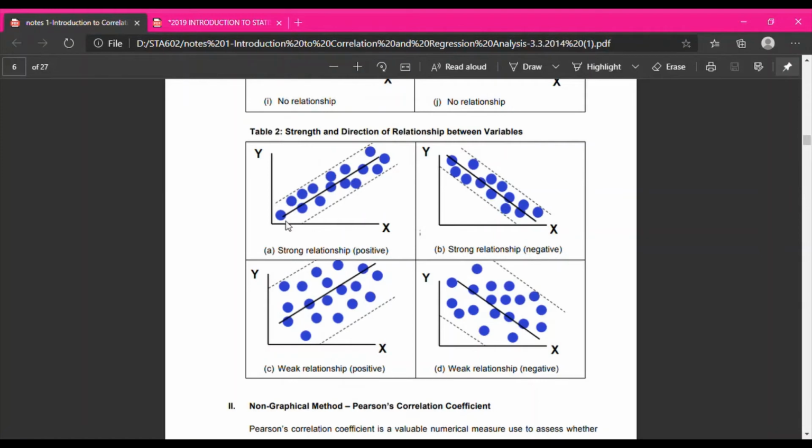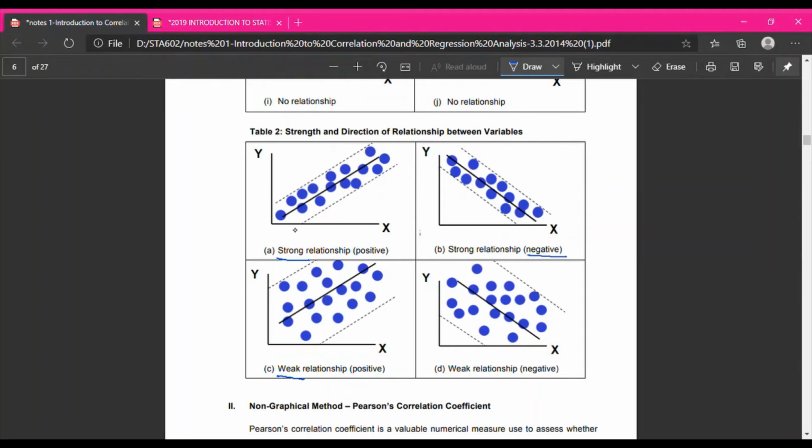Kenapa ianya positive? Kenapa ianya strong di sini? Okay, it is strong because of all the points dekat sini rapat-rapat. Okay, kita tengok contoh. Ini contoh untuk weak. Untuk weak, dia punya point tu jauh-jauh sikit. Memang dia nampak juga the increasing pattern, cuma dia punya point tu berada berjauhan di antara satu sama lain. So we can say that the relationship between x and y is weak. Okay, positive weak relationship.